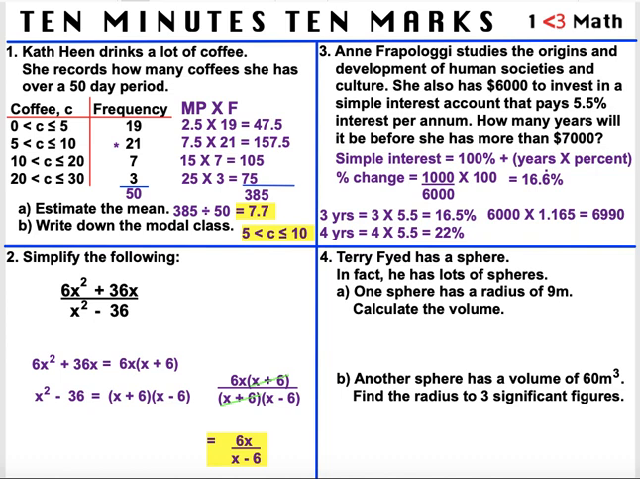Just to check that, using the multiplier, for 3 years we would do 6,000 times 1.165. Obviously, it would be 100% plus 16.5%, so 116.5% as a multiplier is 1.165. And that gives $6,990, which isn't more than $7,000.